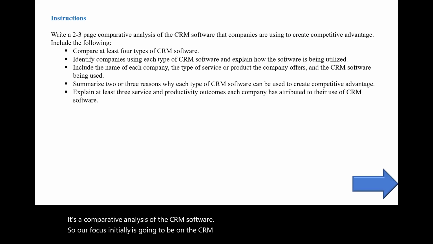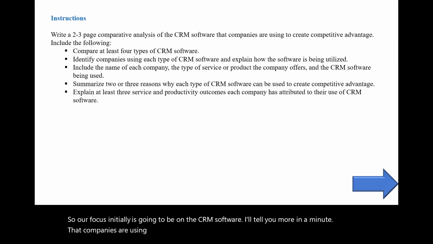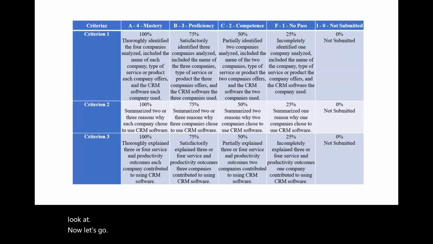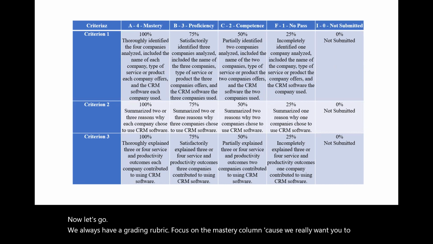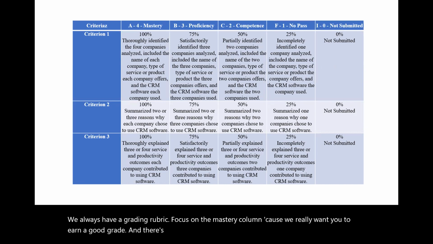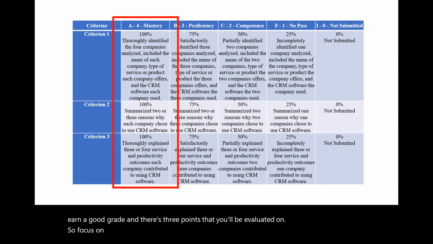I'll tell you more in a minute. That companies are using to create a competitive advantage. And there's 5 points we have to look at. Now, let's go on. We always have a grading rubric. Focus on the mastery column because we really want you to earn a good grade. And there's 3 points that you'll be evaluated on. So focus on that mastery.